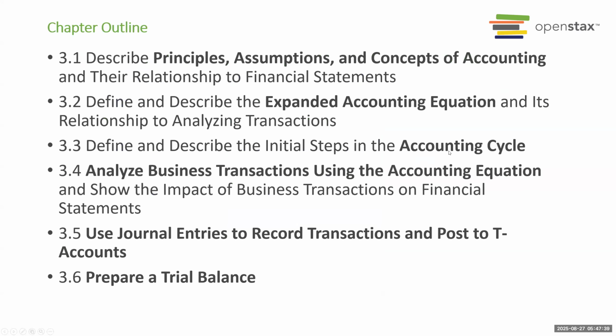The chapter outline: we're going to discuss and describe principles, assumptions, and concepts of accounting and the relationship to the financial statements. We're going to expand on the accounting equation, which we learned about in the last chapter. We're going to talk about initial steps in the accounting cycle. We're going to analyze some business transactions using the accounting equation. And we're going to use journal entries to record transactions and post to the T account as well as prepare a trial balance.